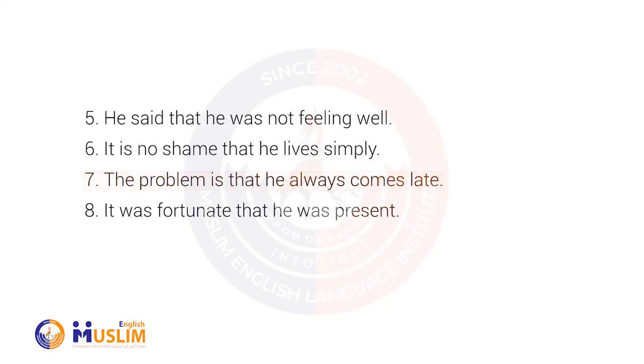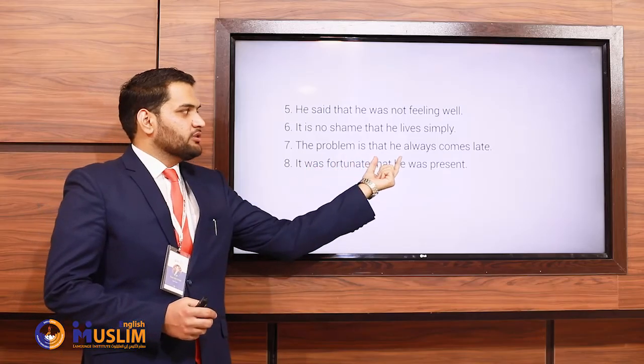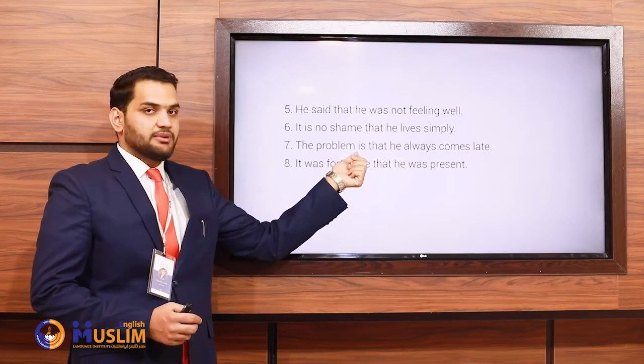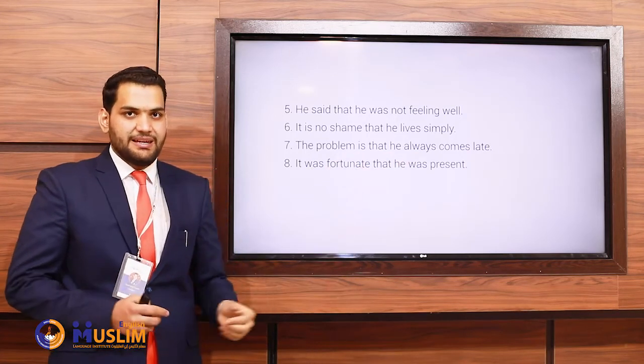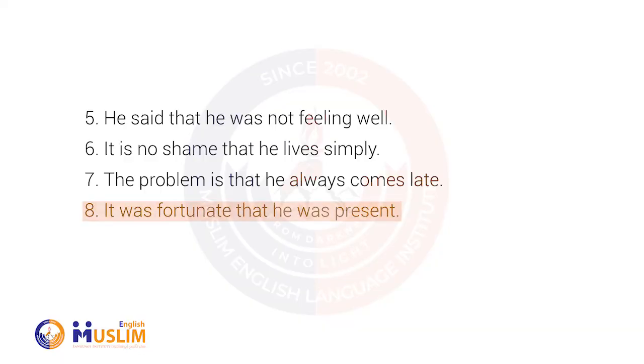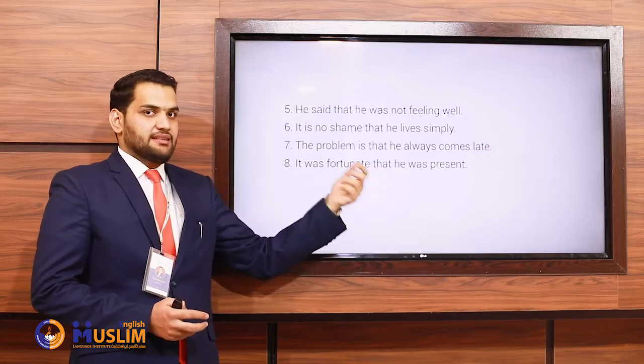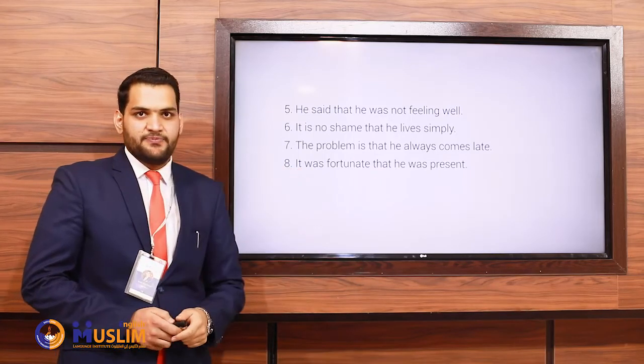Number 7, the problem is that he always comes late. Here, the noun clause is that he always comes late and it is used as the complement of be, the to be verb is. And the last one, it was fortunate that he was present. That he was present is used as the subject after it.